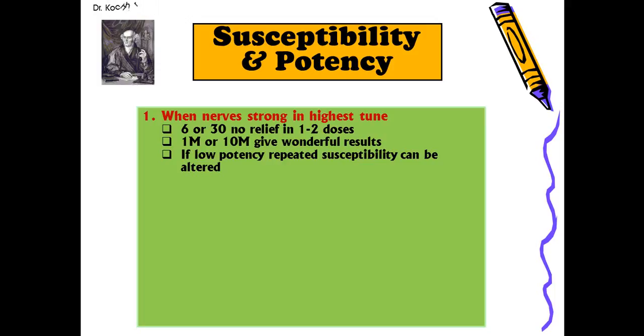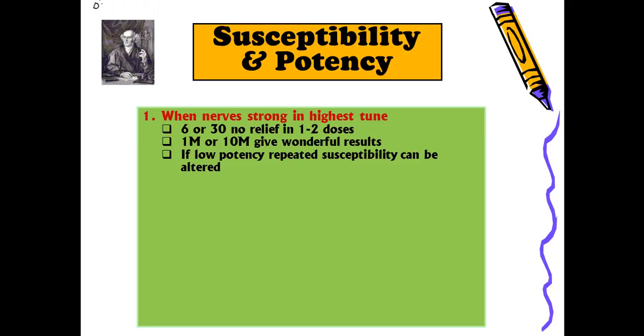Let us now think from different angles. One is when the nerves are strong, in the highest tune, in the best possible condition. If you give 6 or 30, there is no relief in 1 to 2 days. Whereas 1M or 10M gives wonderful results when the nerves are strong.